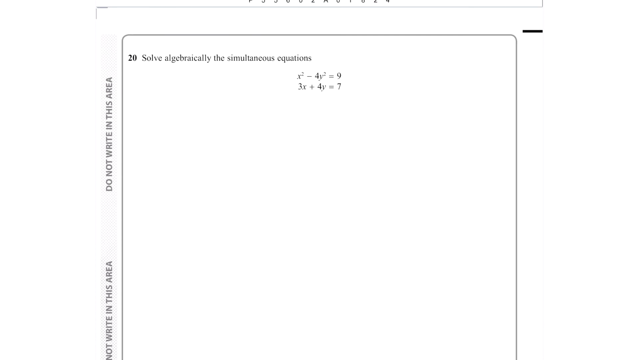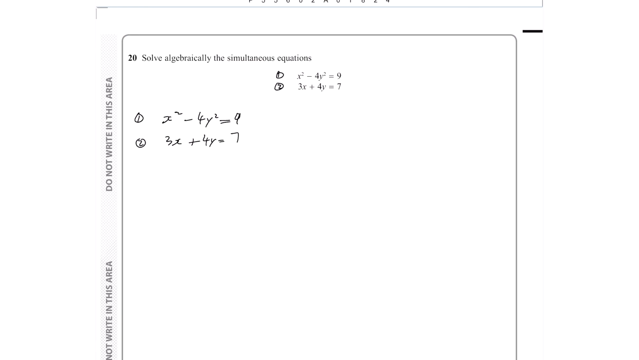Solve algebraically simultaneous equations. So in this case, you typically want to rearrange the equation without the squares in it and substitute that in. But there's many different ways you can approach it. So we have equation 1 and equation 2 here. So let's write out equation 1 again. So we have x squared, no, not plus, minus 4y squared is equal to 9. And then I have 3x for equation 2 plus 4y is equal to 7.